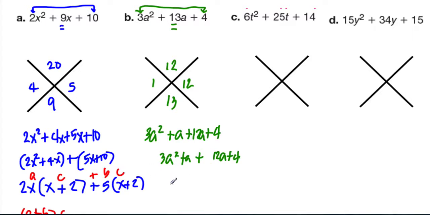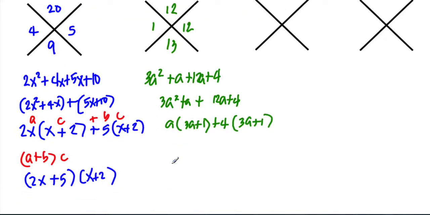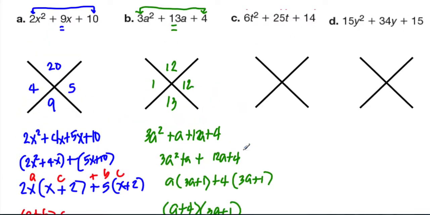We end up with, after factoring out the GCF of 3a squared and a, which is a, 3a plus 1. And then you factor out 4. This also becomes 3a plus 1. Using the distributive property, like the one that we did in a, this now becomes a plus 4 times the quantity 3a plus 1. And that's a factored form of 3a squared plus 13a plus 4.